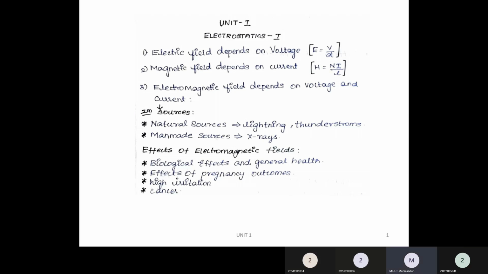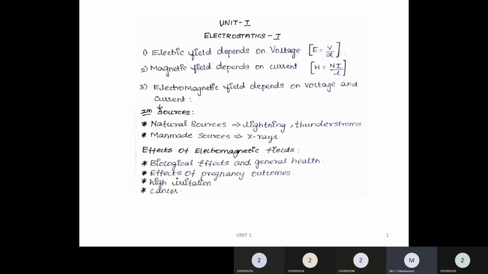Even though in the GATE topics they start straight away with the electric fields due to line charge and different charges, this is the basic thing that you have to know for electromagnetic fields. This is a very important thing.